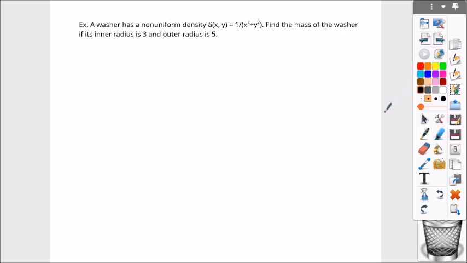Example: a washer has a non-uniform density of delta of x, y equal to 1 over x squared plus y squared. Find the mass of the washer if its inner radius is 3 and outer radius is 5.